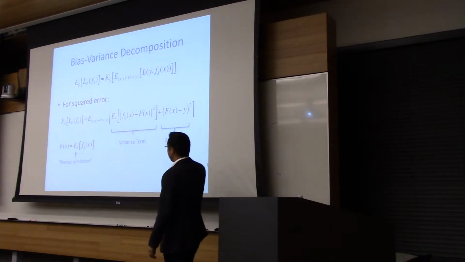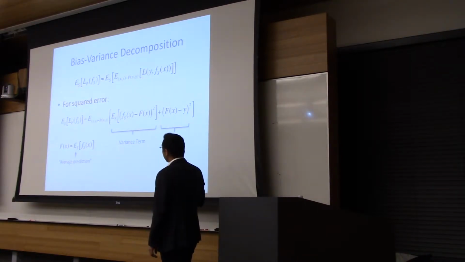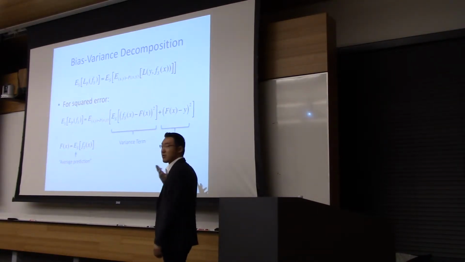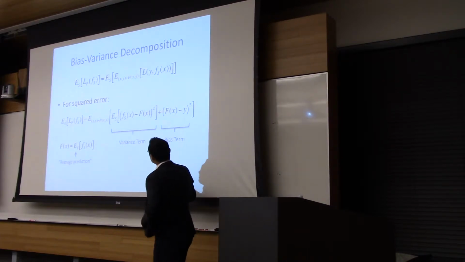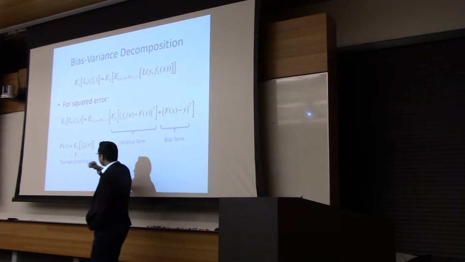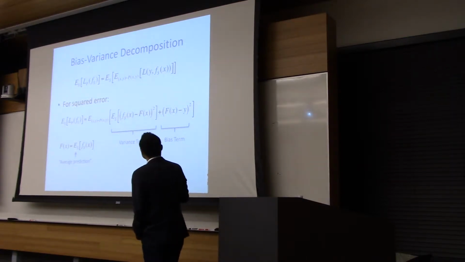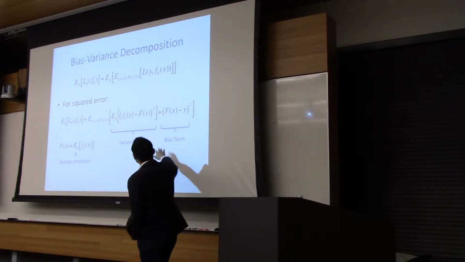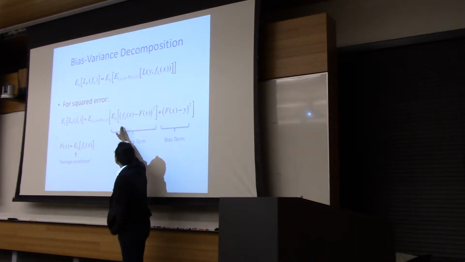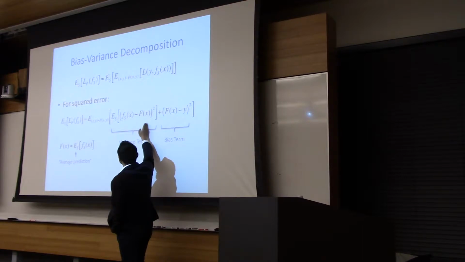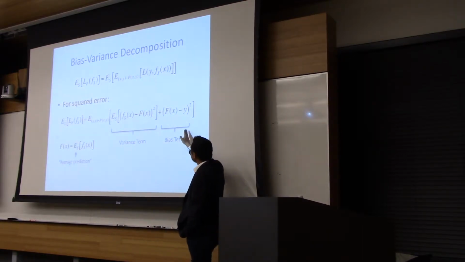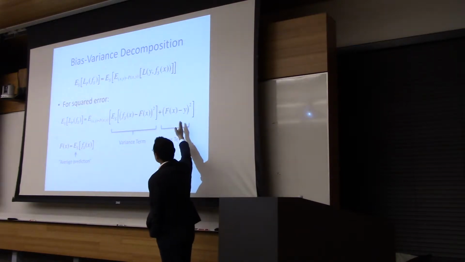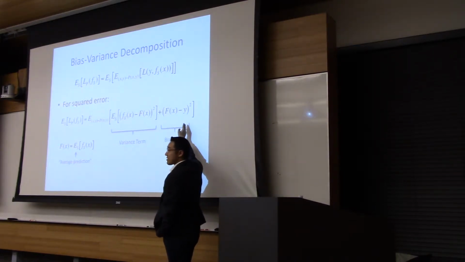Okay, so it turns out for squared error, the equation gets a lot more complicated for things other than squared error, but the purpose of showing this equation is just to illustrate the idea. So for squared error, you can rewrite this thing as the difference in the expected value of any individual model you would train, its deviation from the average prediction. This is the variance term. And the difference between the average prediction and the actual true target, that's the bias term.